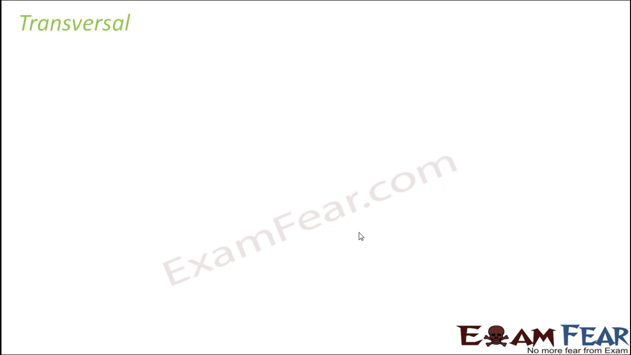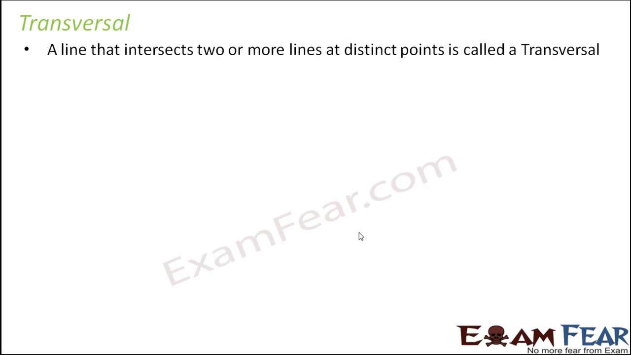So now we talk about another interesting line, that is transversal. So what is transversal? It is a line that intersects two or more lines at distinct points. That's interesting. So why do we call it a transversal? Okay, first let's see what it is like.